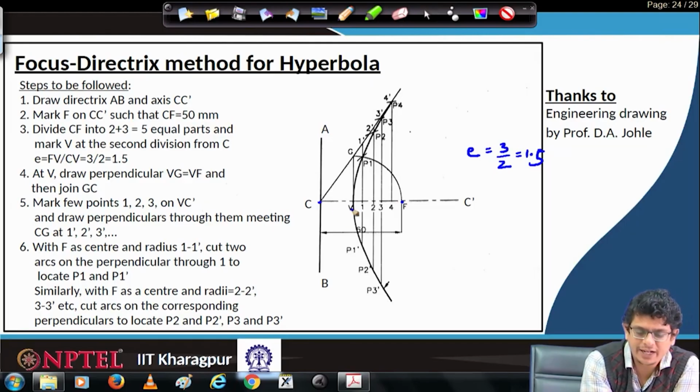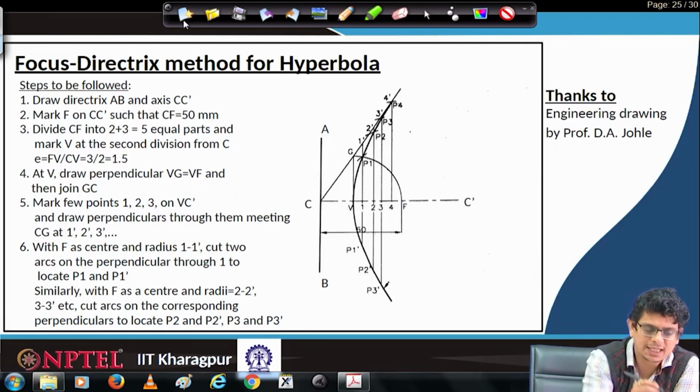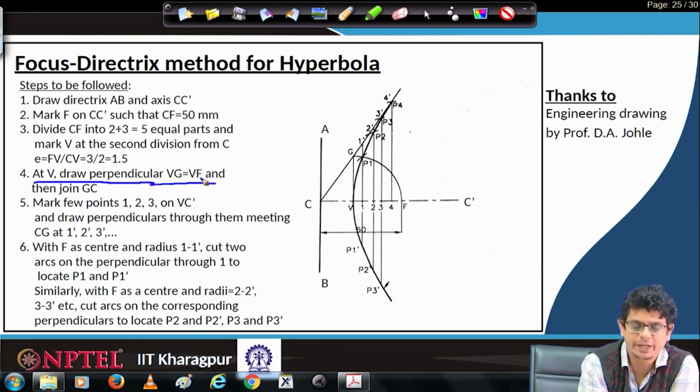Once it is divided into 5 equal parts, at 2 parts we locate point V. So, CV is 2 units and VF is 3 units. In that way, we divide this entire CF. Once that is done, we draw a perpendicular VG equal to VF passing through point V. From point V, draw a perpendicular line such that VG is the same distance as VF.